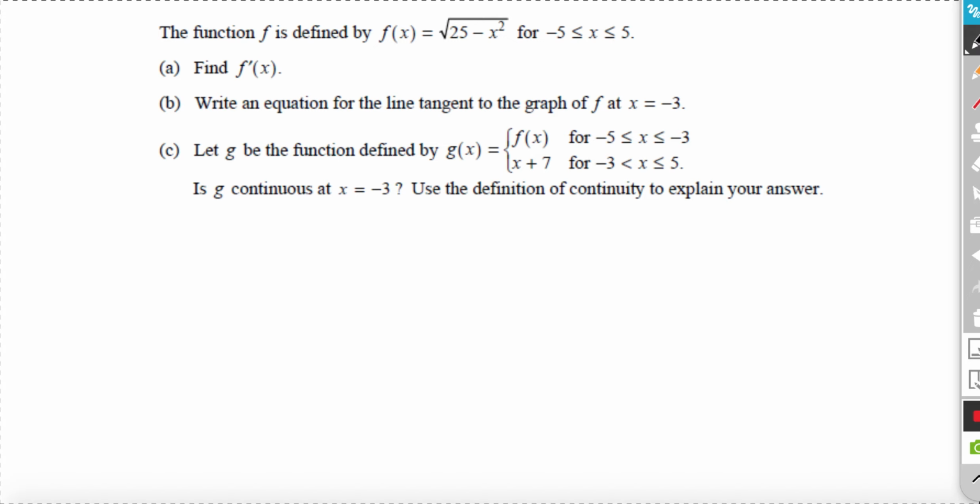All right, hello. We're going to talk through the free response questions for the AP Review number 3, okay? Here is our very first question.